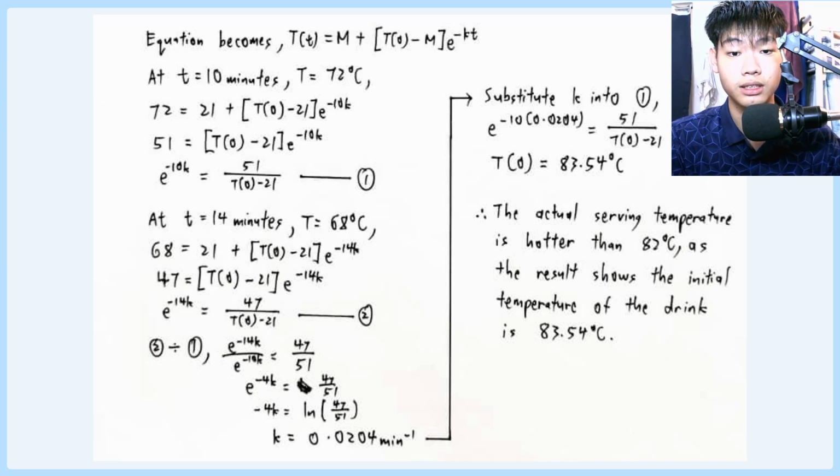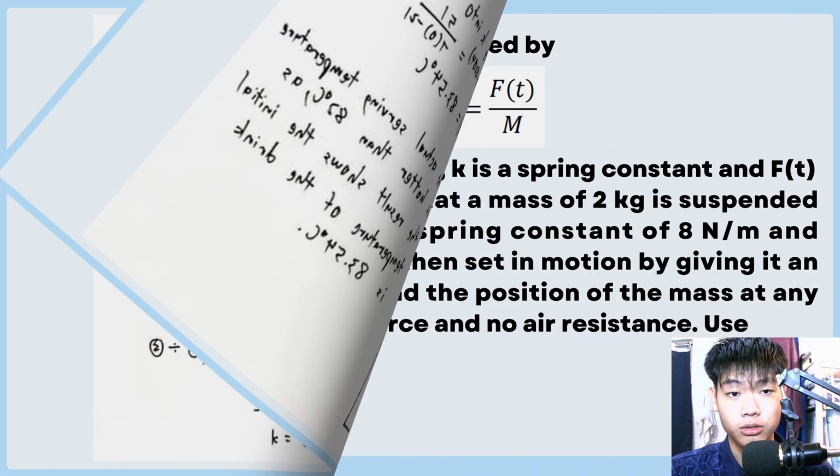By using the second equation divided by the first equation, we can get k equal to 0.0204 per minute. By substituting the value of k into our first equation, we can get T at time equal to 0 is equal to 83.54 degrees Celsius, and this is the original temperature of the drink. In conclusion, the actual serving temperature is hotter than 82 degrees Celsius, as the calculated result shows the initial temperature of the drink is 83.54 degrees Celsius. Now we will move on to the second question.